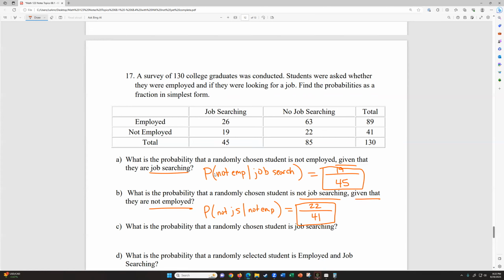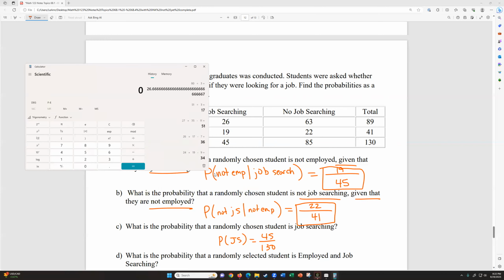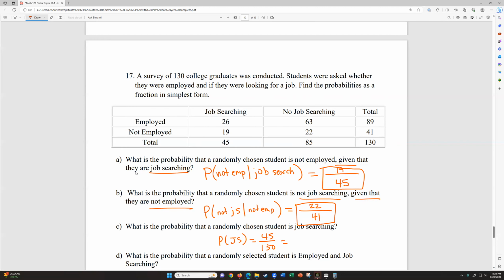What is the probability that a randomly chosen student is just job searching? Notice no or, no and, no given. So just job searching is 45 out of the total, which is 130, and we can reduce that by 5 on each. So 45 divided by 5 is 9, and 130 divided by 5 is 26. This would be 9/26.